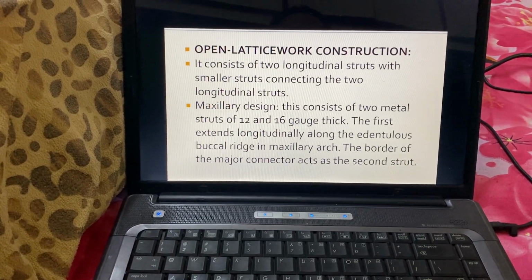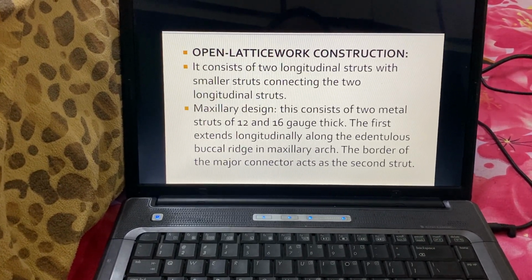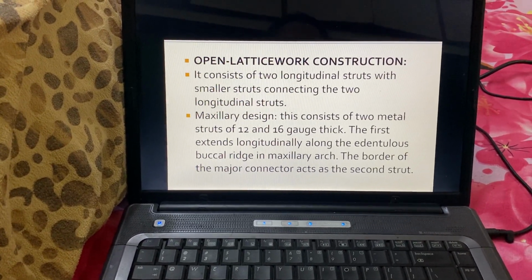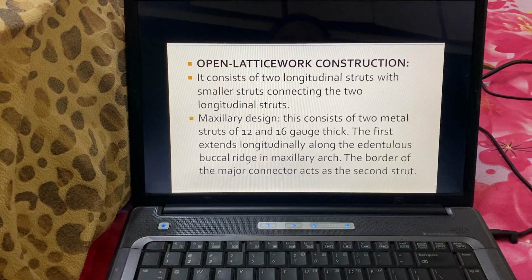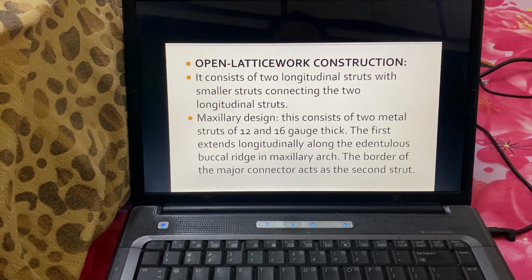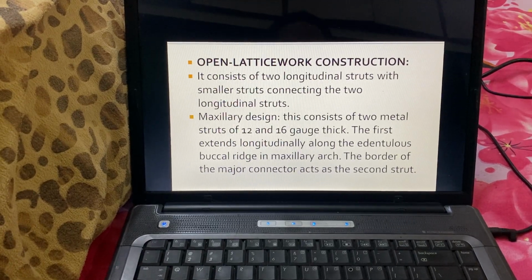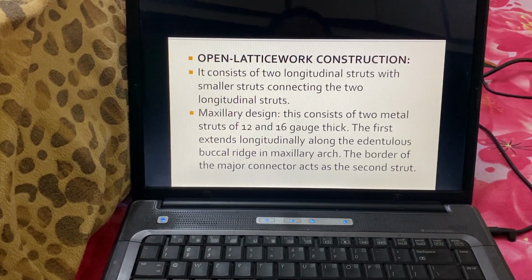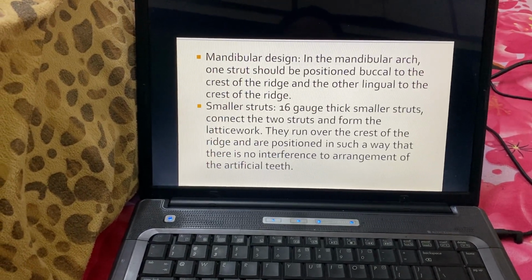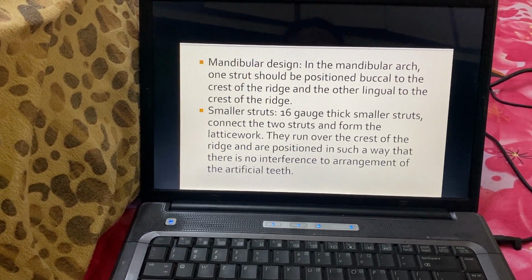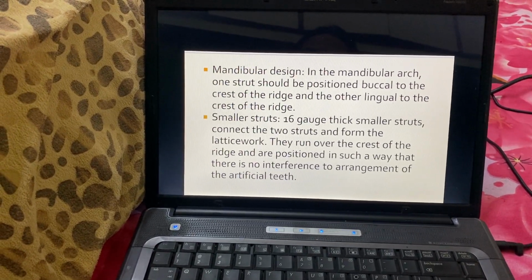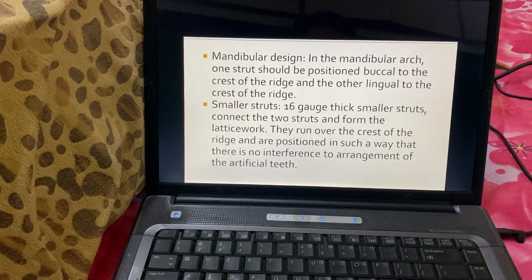It consists of 2 longitudinal struts with smaller struts connecting the 2 longitudinal struts. The maxillary design, in this case, consists of 2 metal struts of 12 and 16 gauge thick. The first extends longitudinally along the dentulous buccal ridge in the maxillary arch and the border of the major connector acts as the second strut. In case of mandibular design, in the mandibular arch, one strut should be positioned buccal to the crest of the ridge and the other should be lingual to the crest of the ridge.